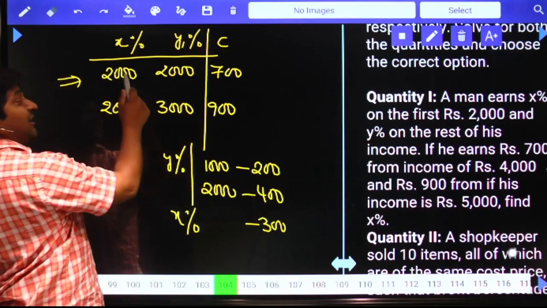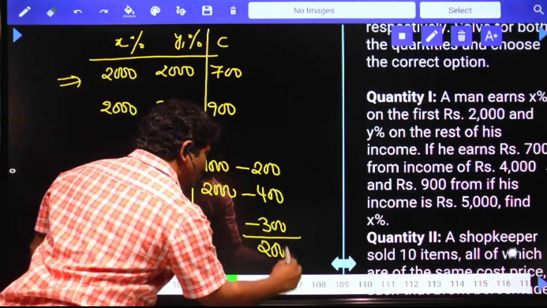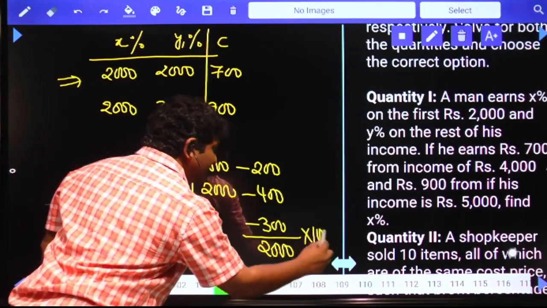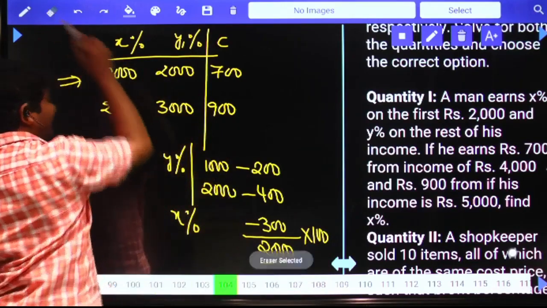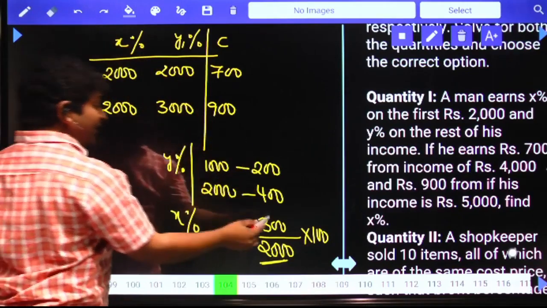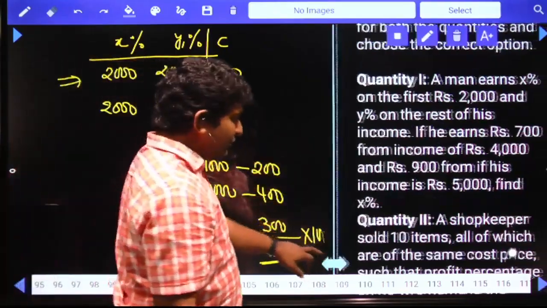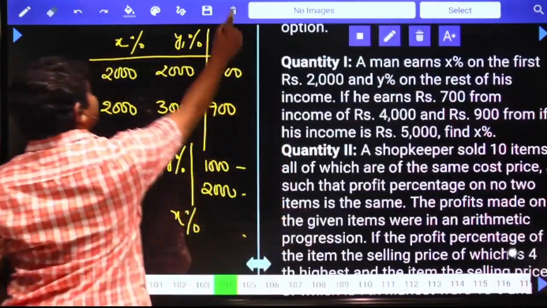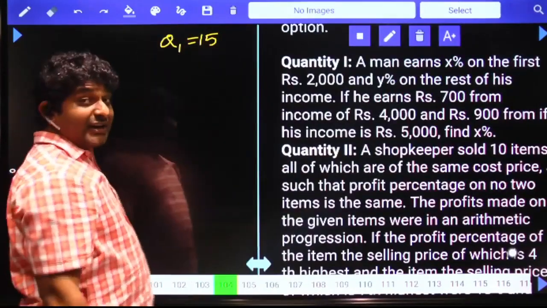300 rupees is calculated on how much? 2,000. So percentage is equal to 300 divided by 2,000 into 100. 10% of the denominator is 200. 5 percentage is equal to 100. Then 300 is equal to what percentage? 15 percentage. Q1 is equal to 15. Okay, Q1 is equal to 15. Now, let's calculate the second one, Q2.